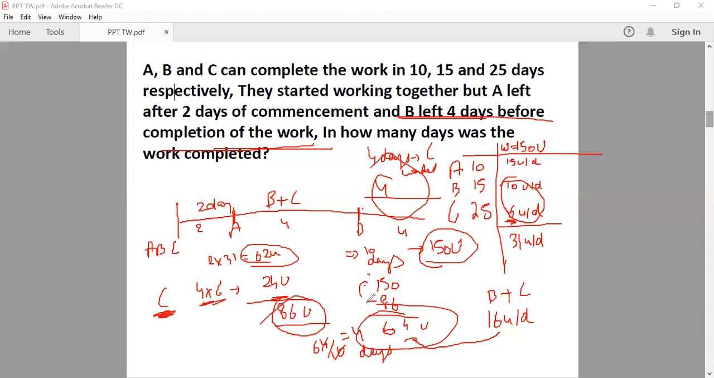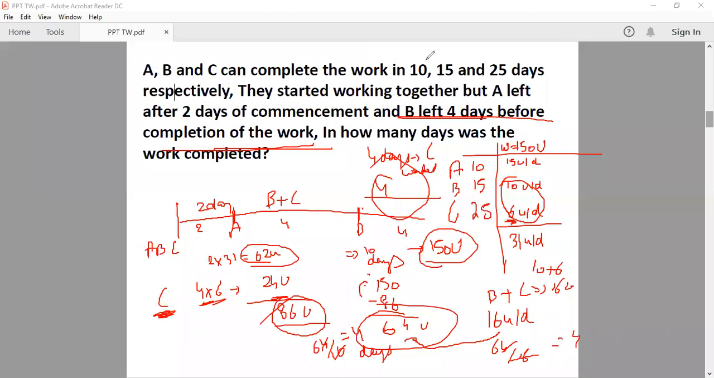अब क्योंकि 64 यूनिट्स काम बचा है और ये काम बीच वाले पैच में B और C ने मिलके किया है, तो उन्होंने कितना किया होगा? B और C मिलके 10 plus 6 16 यूनिट्स करते हैं. तो 64 यूनिट्स कितने में किया? 64 by 16 4 days. तो 2 दिन पहले, 4 बीच में और 4 एंड में, total time is 10 days. Is it clear to everyone?